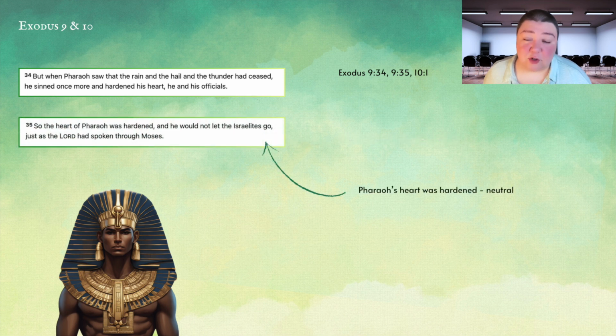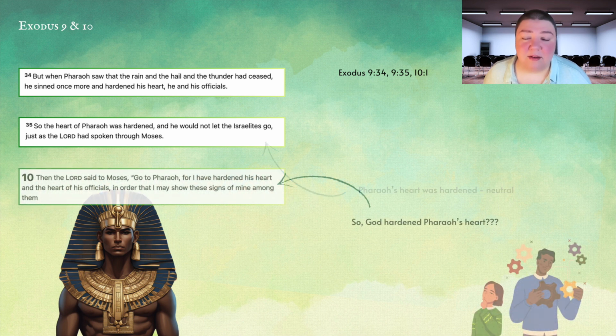The next verse, verse 35, gives us a different statement, a neutral statement. "So the heart of Pharaoh was hardened, and he would not let the Israelites go, just as the Lord had spoken through Moses." So his heart was hardened, a sort of neutral statement. A thing happens. And the next verse, chapter 10, verse 1: "Then the Lord said to Moses, 'Go to Pharaoh, for I have hardened his heart and the heart of his officials, in order that I may show these signs of mine among them.'" God says, "Go to Pharaoh, for I have hardened his heart."